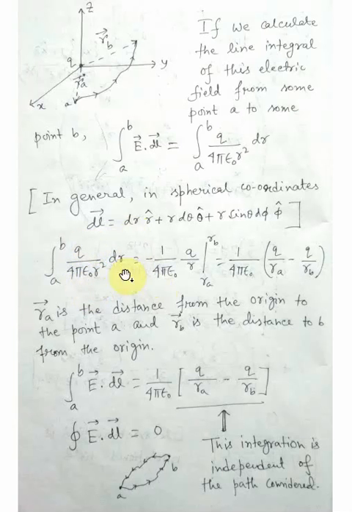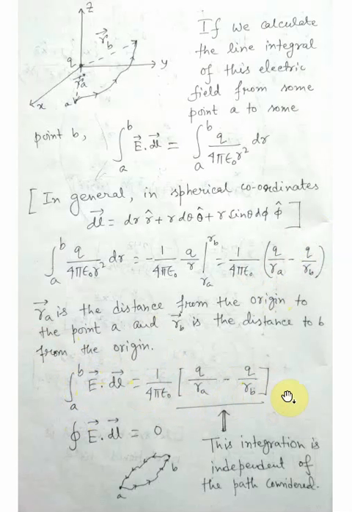So we have to do this integration, and it can be easily done. That is minus 1 by 4 pi epsilon naught q by r, where the value from the origin to the point A is RA, and from the origin to the point B is RB. So from RA to RB, this becomes 1 by 4 pi epsilon naught times q by RA minus q by RB. So this is what we get: the line integration from A to B of E dot dl is like this.